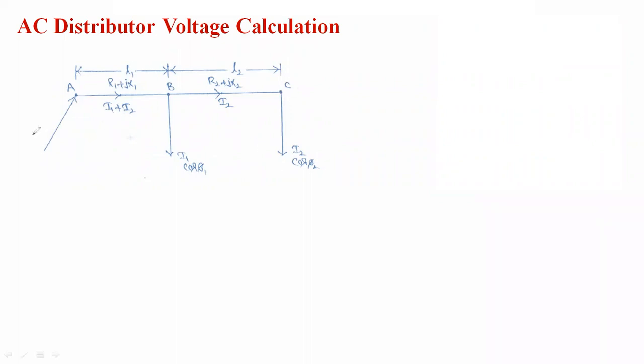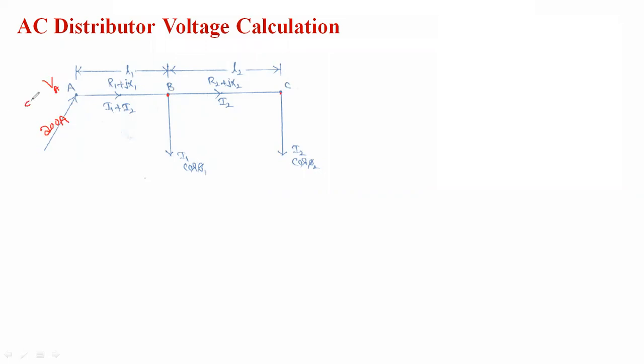Here the distributor is fed at point A, that is voltage A. The distributor is fed at point A, with loads at point B and point C. Now the total current is flowing. For example, you can take that they are supplied with 200 ampere. That is fed at a voltage, and the voltage is common throughout the line, from the starting point to the ending point.